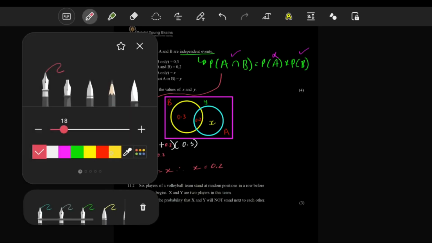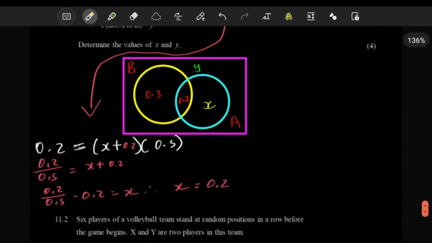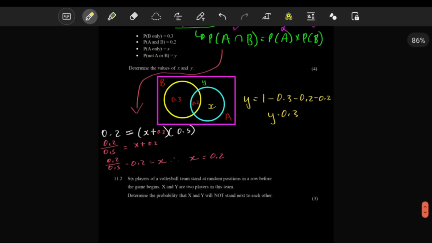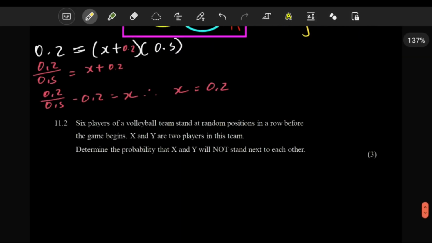So for getting the value of y, we can say that y is equal to 1 minus everything in here. So it's going to be minus 0.3, minus the 0.2, minus the other 0.2 there, which is going to be x. So our y value here is technically going to be 0.3, because this is 0.7 here. That's x and y, you see, thinking outside the box.